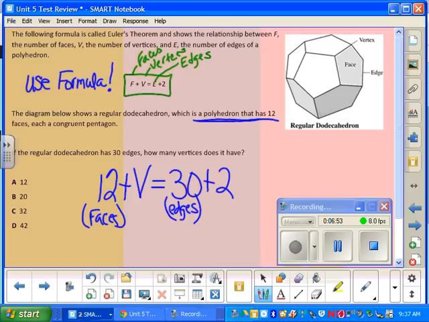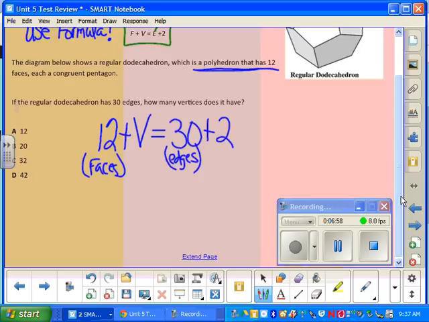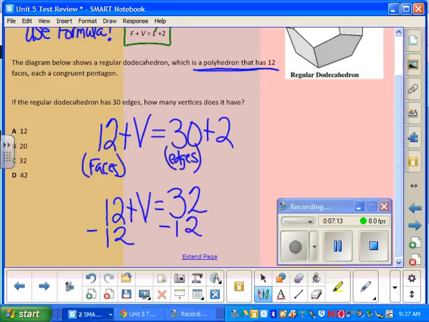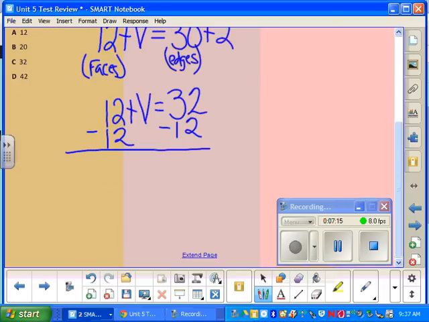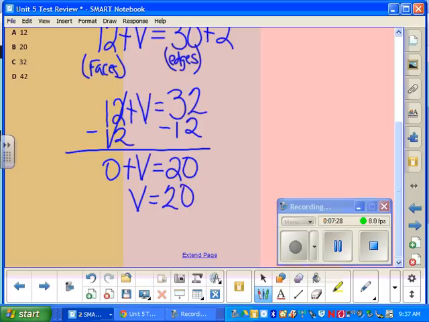We plugged in the faces and we plugged in the edges. Okay, so now on the right hand side I want to go ahead and combine the 30 plus 2, so I have 32 on the right. Now I'm solving for V, so I want to get rid of that 12. I'm going to do the opposite, so subtract 12 from both sides. And 12 minus 12 gives you 0. So we have V equals 20. Okay, so your answer is 20.